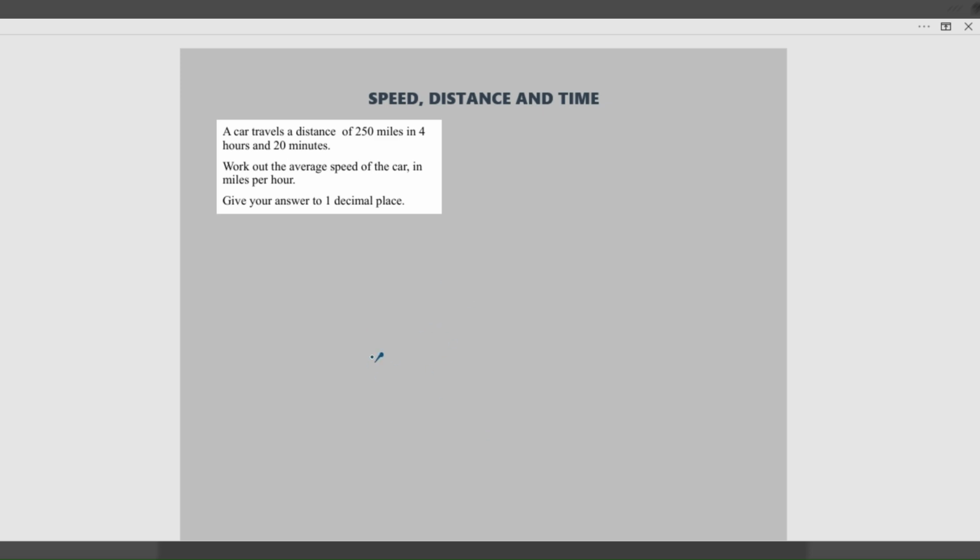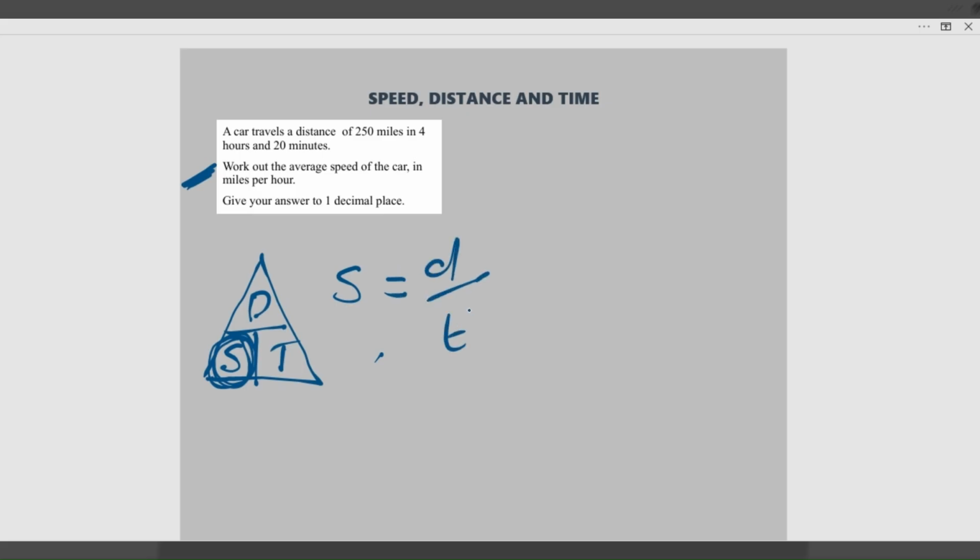So in this video, we're given a speed, distance, time question. So straight away, we're going to use the formula for speed, distance, and time. Okay, so it's saying work out the average speed of the car. Right, so if we want the speed, we're going to divide the distance by the time.